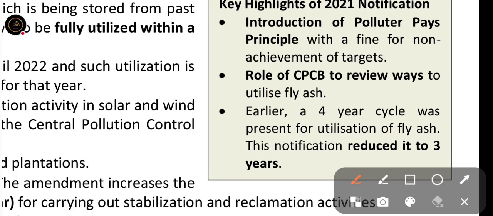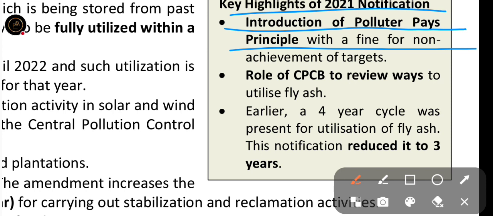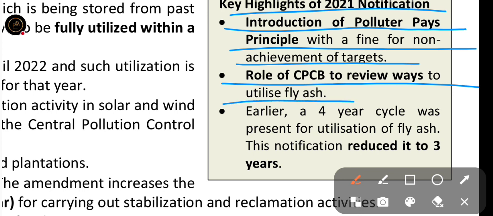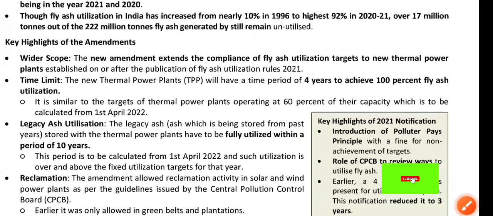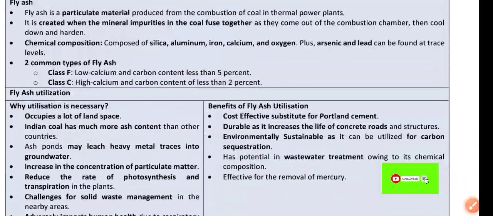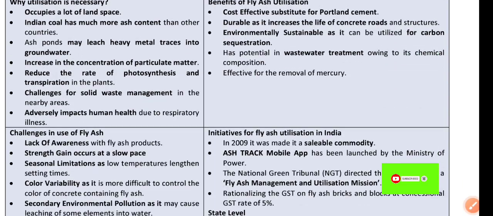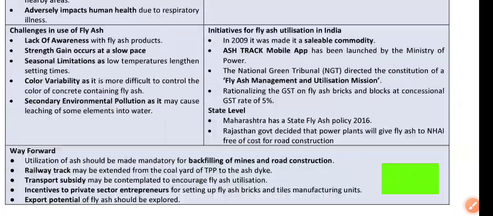And key highlights of the 2021 notification: the introduction of the polluter pays principle with a fine for non-achievement of targets, and the role of the Central Pollution Control Board to review ways to utilize fly ash. Earlier, a 4-year cycle was present for utilization of fly ash. This notification reduced it to 3 years. Okay, so you should know about these amendment rules.